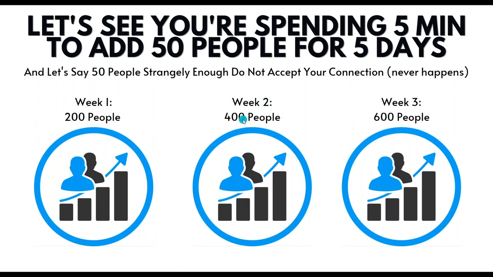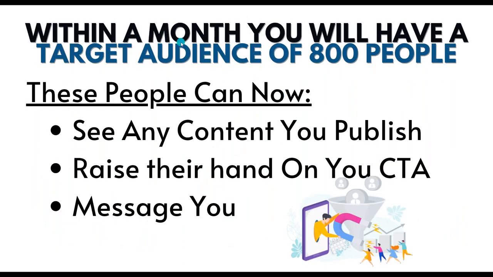Week two, that would be 400. Week three, we now have 600 people, right? Week four, within a month, you will have an audience of 800 people to begin with. These people can now see any content you publish, raise their hand on all of your calls to action, and message you, and you can message them, because you now have an audience of your field where you sell offers or services to, affiliate offers or your own offers. You've built an audience. In a month, you have 800 people, and that's if you go bare minimum, right?